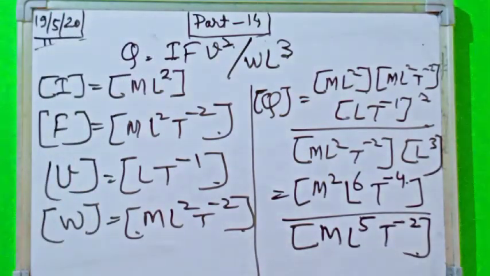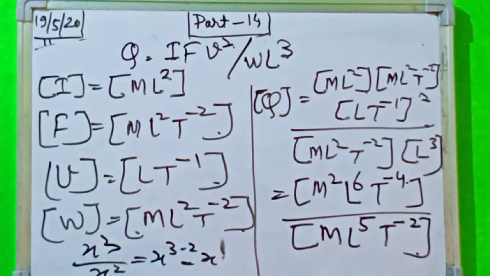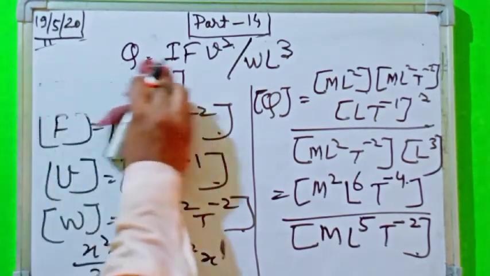Now division. You know that x square divided by x cube is x to the power minus 1, that is, it goes to the other side, x to the power 2 minus 3, which is x to the power minus 1. So similar things we do here also. Look here.